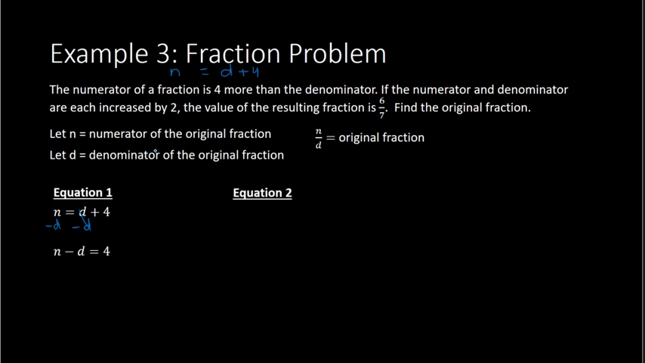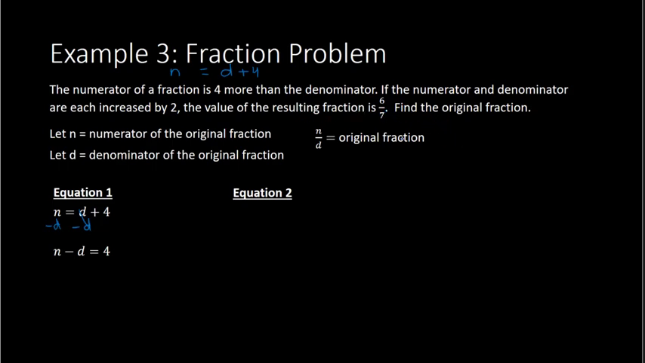Okay, now we can create equation 2. And we do that by looking at the second sentence. It says, if the numerator and denominator are each increased by 2, the value of the resulting fraction is 6 over 7.